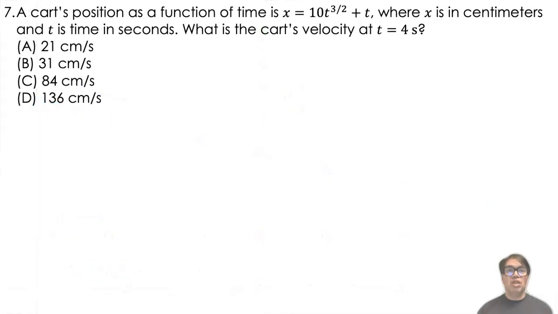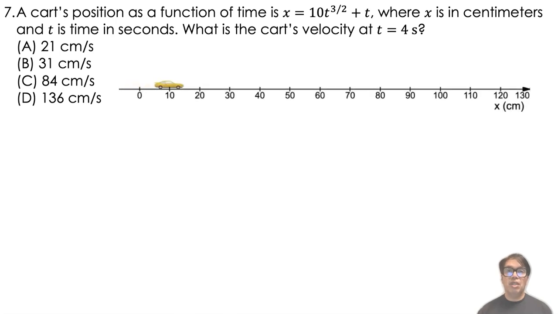A card's position as a function of time is x equals 10 t to the 3 halves plus t, where x is in centimeters and t is time in seconds. What is the card's velocity at t equals 4 seconds? You should pause now and try to get the answer on your own.